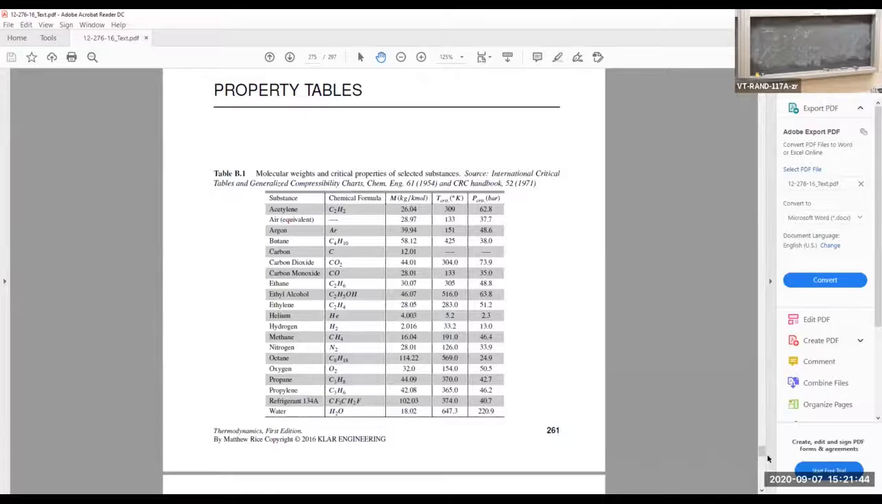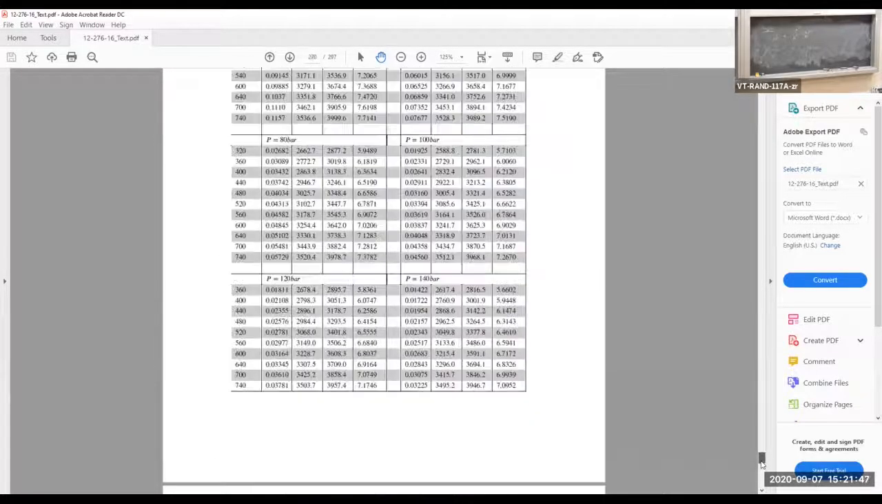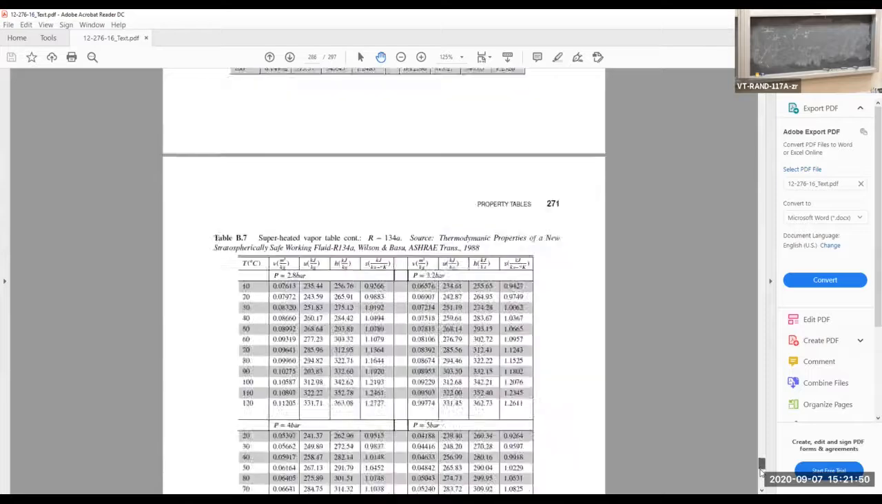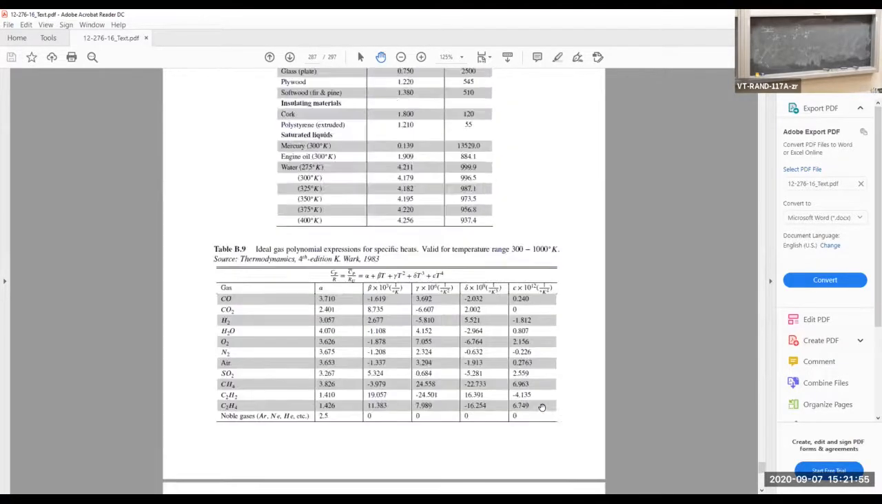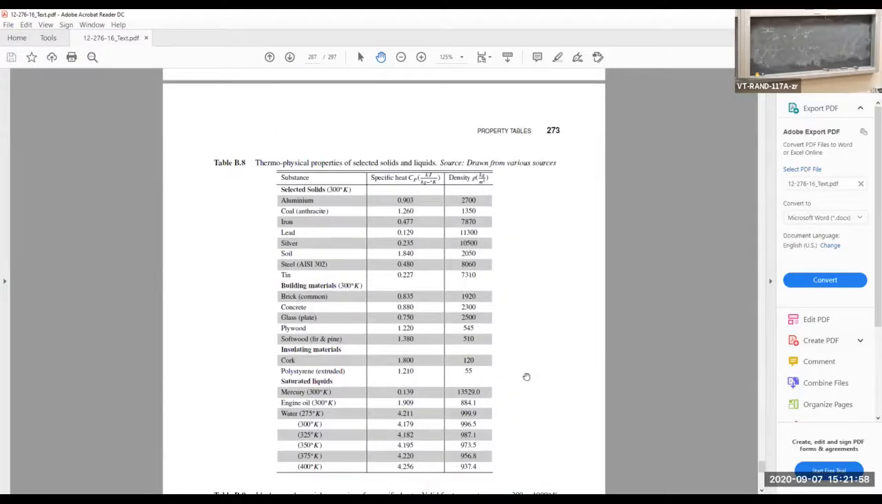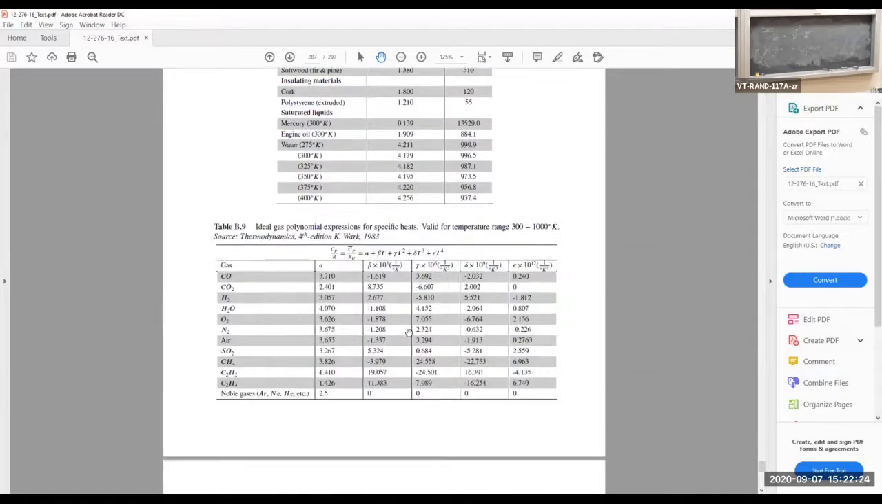Let's go back to the appendix and see if we can find a table of specific heats. Table B8. Here are specific heats for solids and liquids. Remember, CP and CV were the same for solids and liquids, in other words, incompressibles. So here we have CP values as a function of various temperatures. CP and CV typically vary with temperature for solids and liquids, and they're the same.